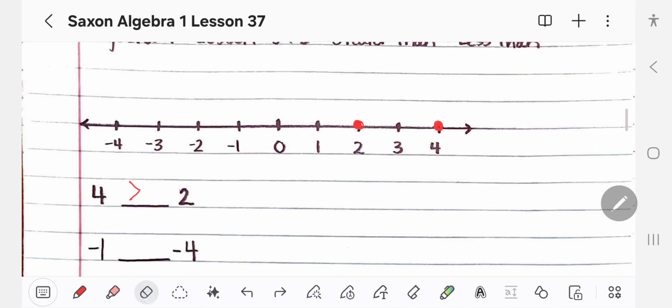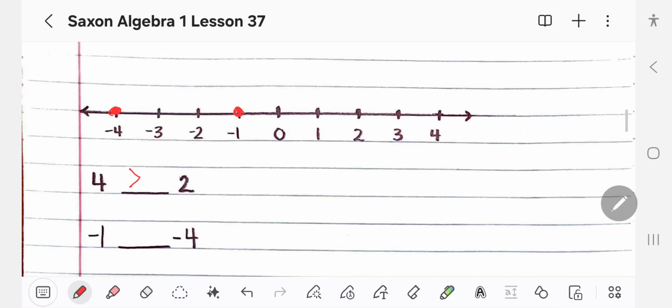Let's look at another set of numbers here. Let's do -1, so it's going to be to the left of 0, 1 space, and then -4, so it's 4 to the left of 0. And here we can see by the placement on the number line that -1 is further to the right, which means it's greater. -1 is greater than -4.